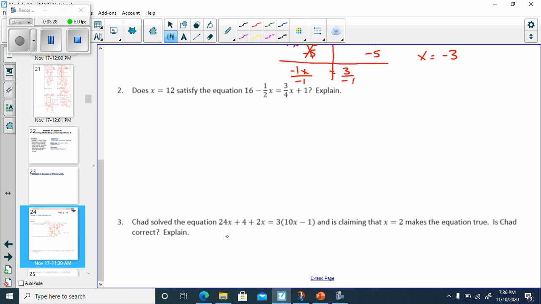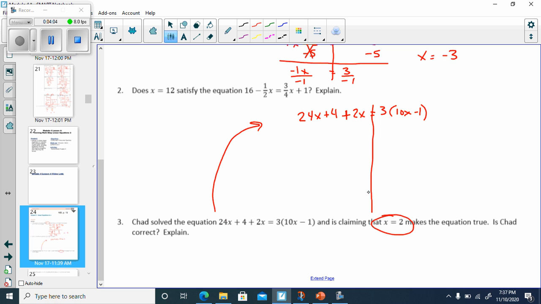Chad solved the equation 24x plus 4 plus 2x equals 3 times 10x minus 1, and is claiming that x is 2 makes the equation true. Is Chad correct? Explain. Let's move this up here. 24x plus 4 plus 2x. Is that equal to 3 times 10x minus 1 when x is 2? I could plug 2 in, or I can solve for x. I'm going to solve for x.